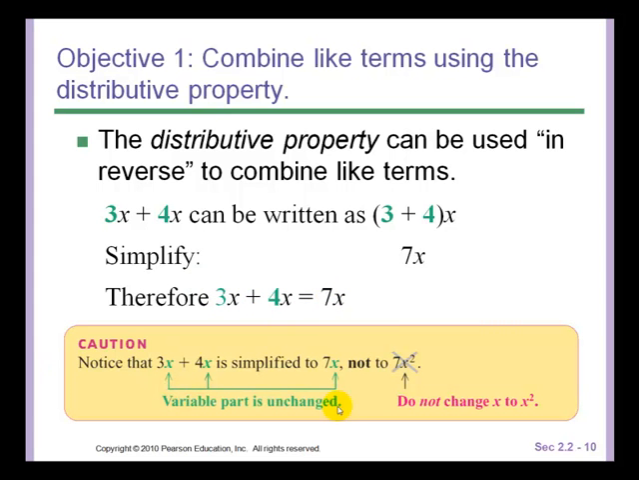Please be careful. Notice the x stayed an x. It did not become x squared. Think of it in some cases like a unit. If you have 3 inches of something and you add 4 inches, you have 7 inches. You do not suddenly have 7 inches squared. So when you add, the variable part stays the same.